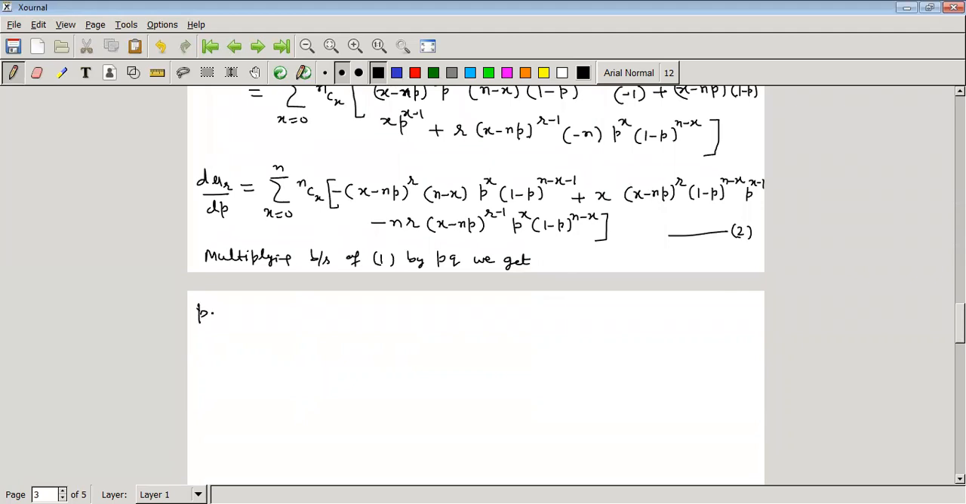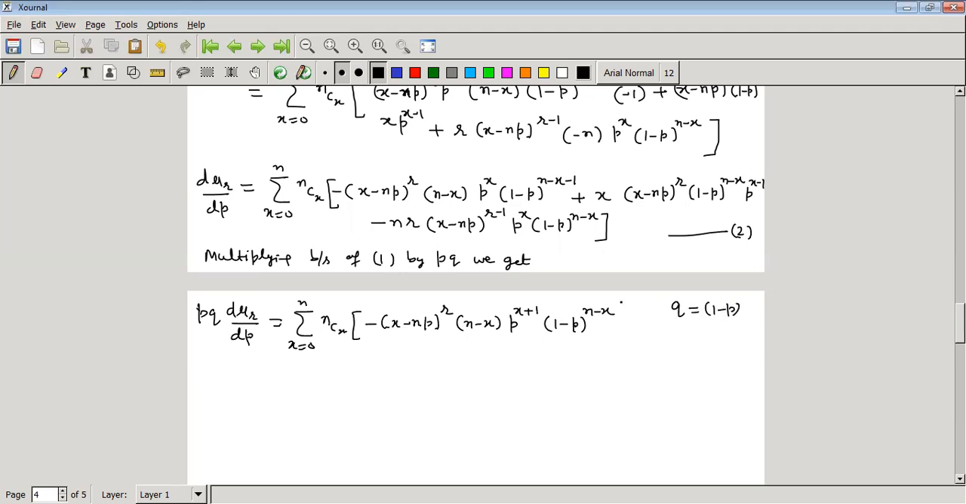So pq d mu r over dp is equal to summation x equal to 0 to n nCx (x minus np) to power r, p to power x, q to power n minus x. When we multiply it by pq, p into p to power x becomes p to power x plus 1, because q is equal to 1 minus p. So we can write (1 minus p) to power n minus x minus 1 plus 1, so it becomes n minus x. Is it clear? Because we put q equal to 1 minus p.